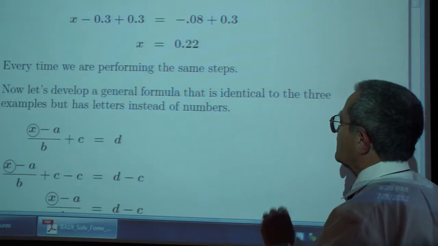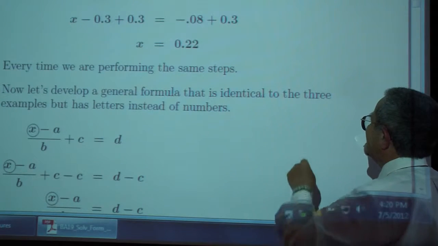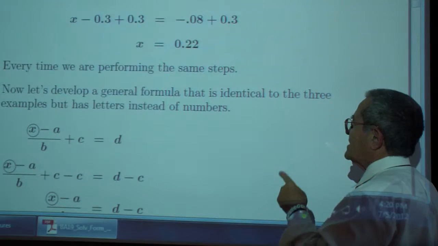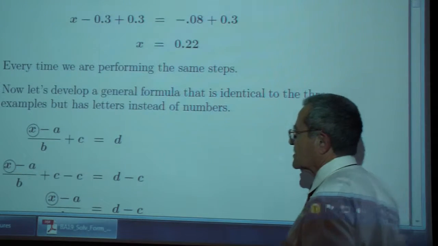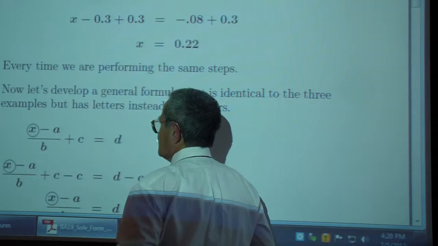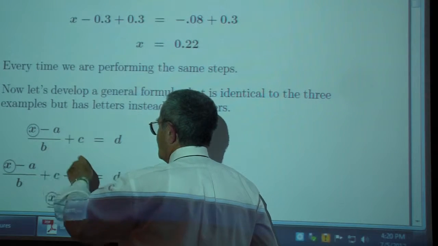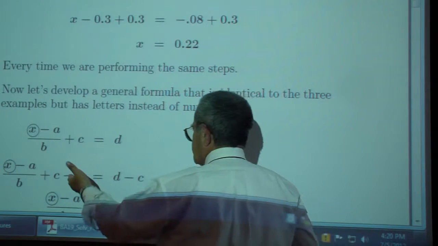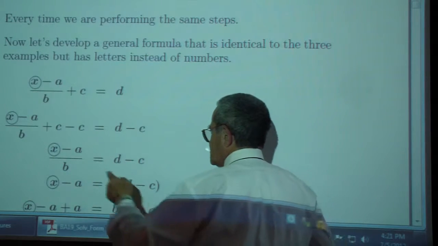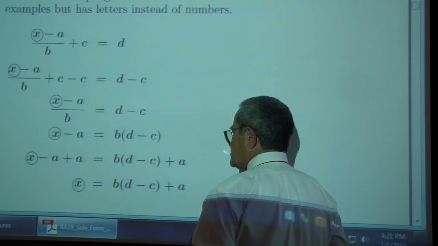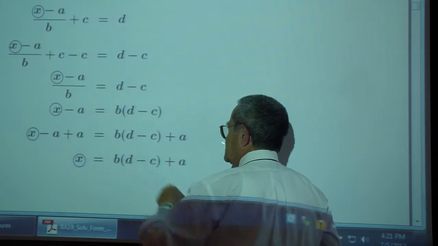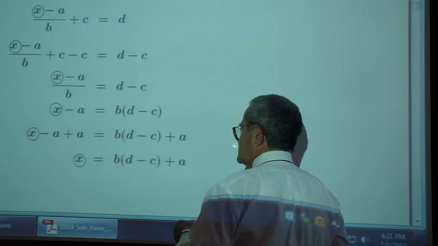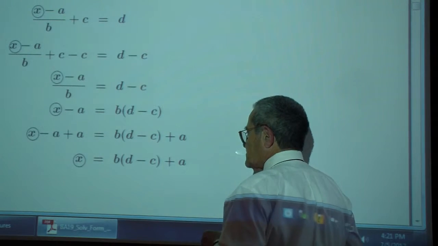Now, let's develop a general formula that is identical to the 3 examples but has letters instead of numbers. So x is the variable we are solving for. (x minus a) over b plus c is equal to d. Step number 1, subtract c from both sides. Step number 2, multiply by b and distribute. Step number 3, add a to both sides. And that's it. So x is b times the quantity d minus c, plus a.